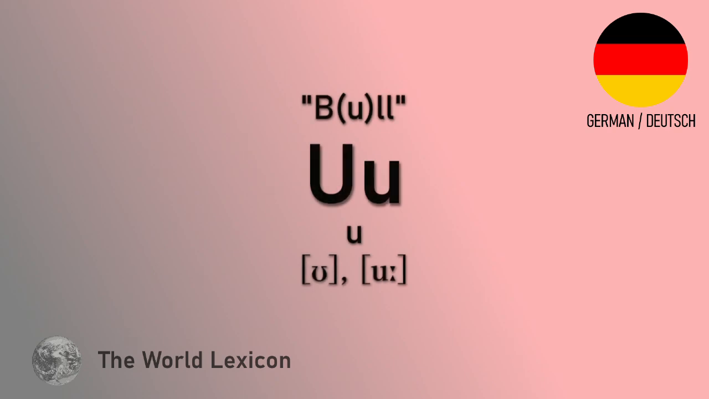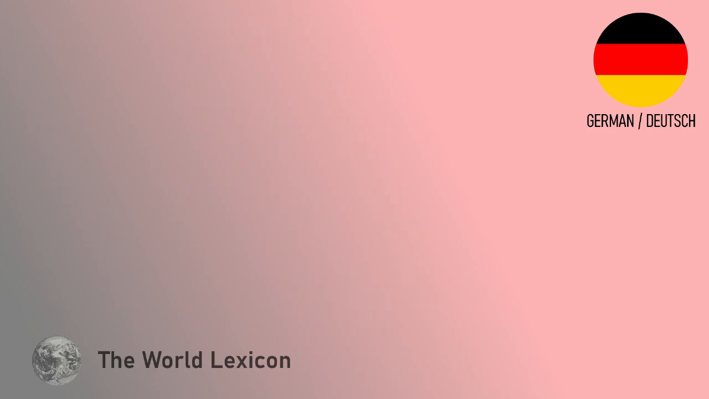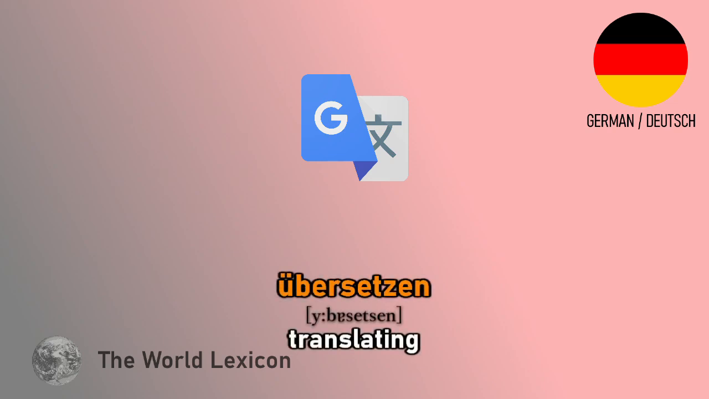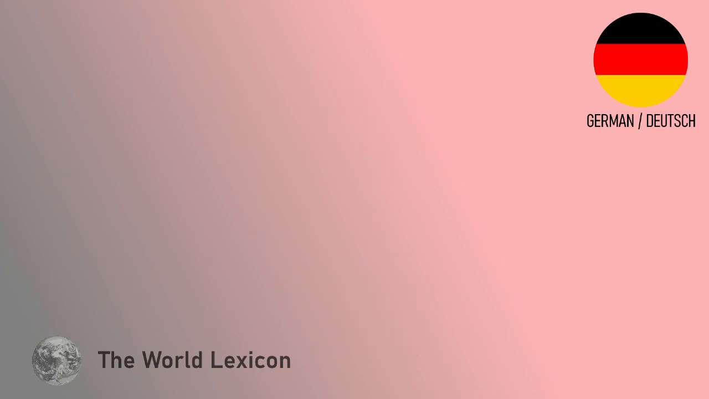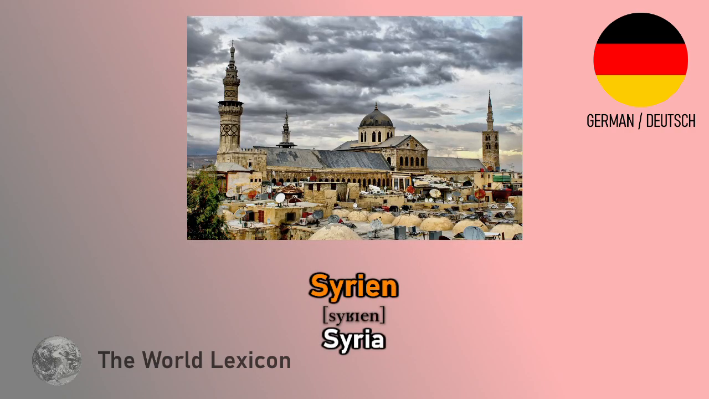This is U. It's like the U in bowl. Die Umwelt. This is Ü. It's like the O in tomb. Übersetzen. The letter upsilon can also make a similar sound. For example, in Syrien.